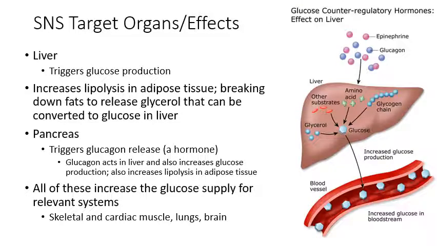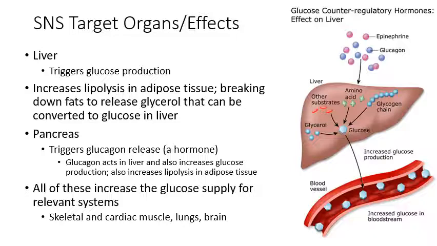The sympathetic nervous system also has effects on the liver, where it's going to trigger gluconeogenesis, or the production of glucose from other things. It's also going to increase the breakdown of glycogen in your liver to form glucose, but overall it is increasing glucose production by the liver. Then the liver is going to release that glucose into your blood, so it's going to increase your blood sugar.